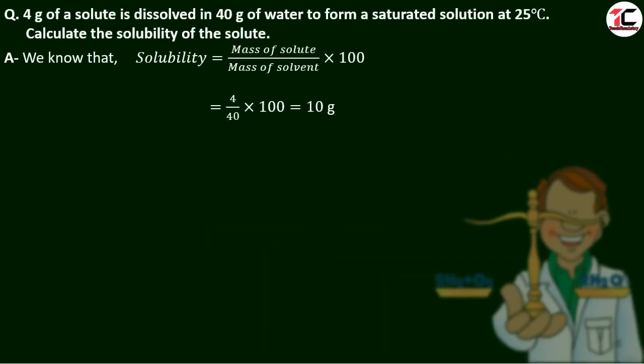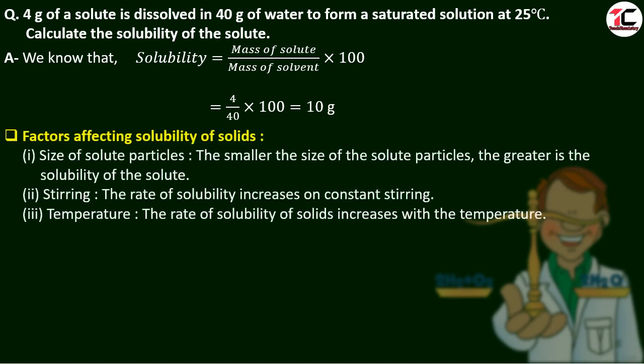Here is a question. 4 gram of solute is dissolved in 40 gram of water to form a saturated solution at 25 degrees Celsius. We have to calculate the solubility of the solute. We know the formula for finding the solubility. It is mass of solute by mass of solvent into 100. Here mass of solute is 4 gram and mass of solvent is 40 gram. It is multiplied by 100. After calculation it comes 10 gram. That means 10 gram is the solubility of the solute here.